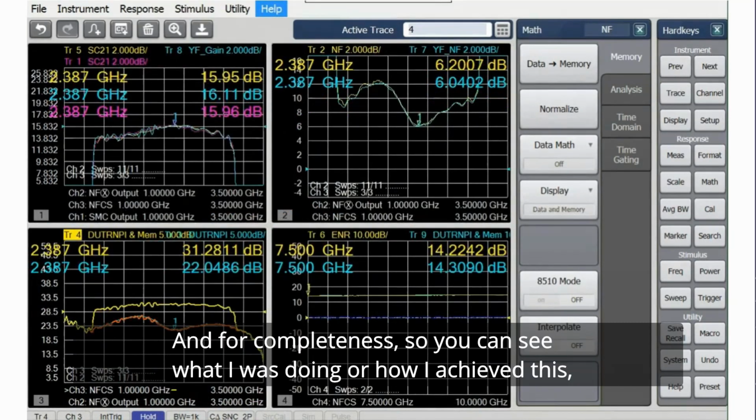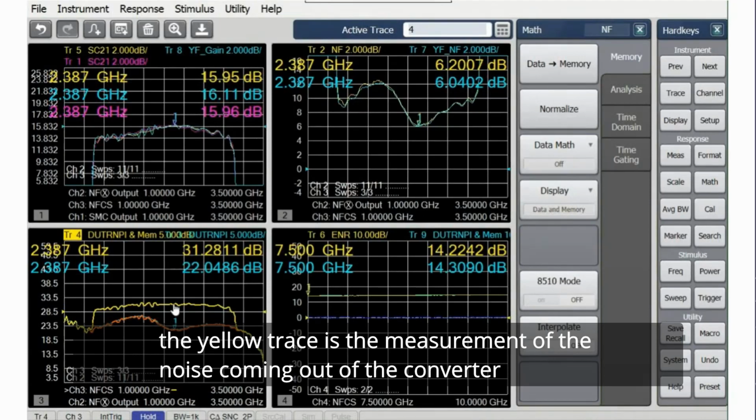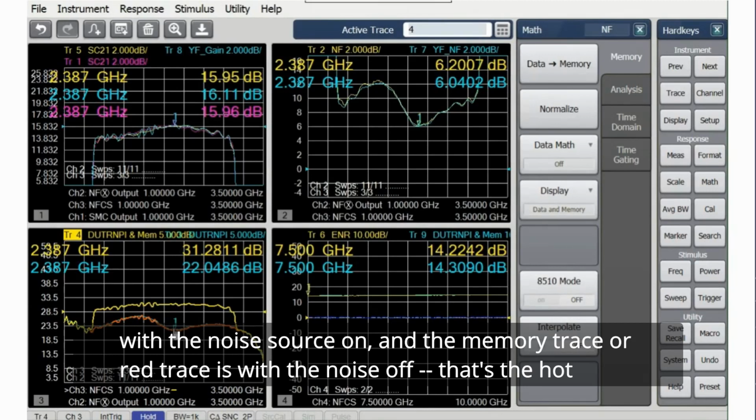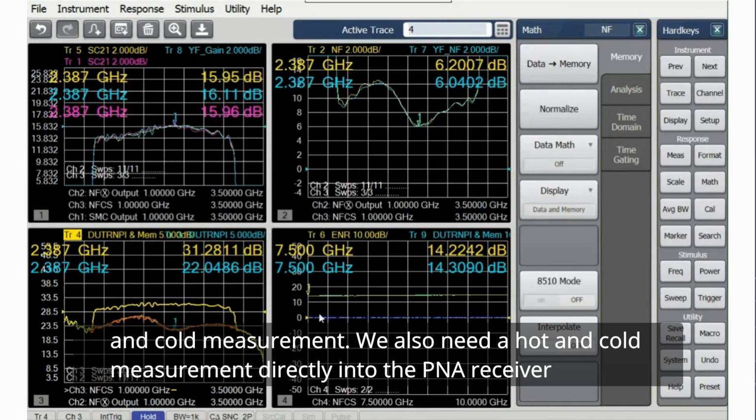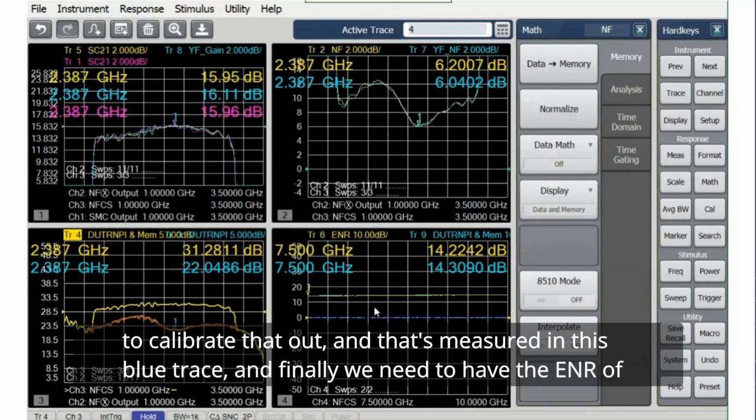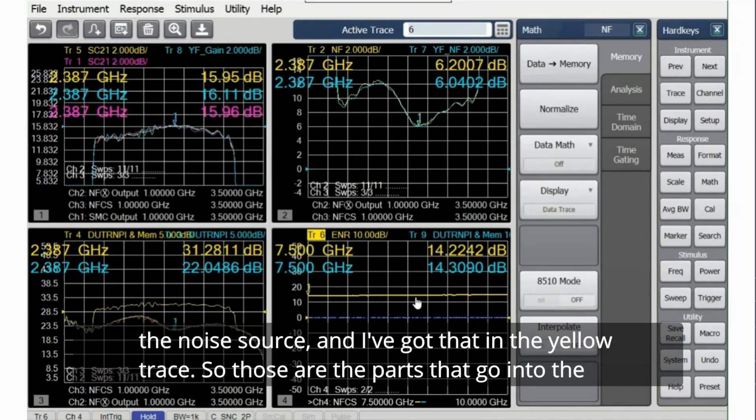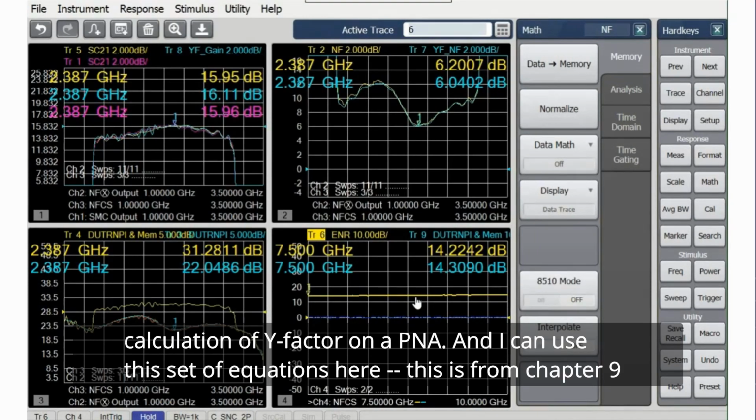And for completeness, so you can see how I achieved this, the yellow trace is the measurement with the noise coming out of the converter with the noise source on, and the memory trace, or red trace, is with the noise off. That's the hot and cold measurement. We also need a hot and cold measurement directly into the PNA receiver to calibrate that out, and that's measured in this blue trace. And finally, we need the ENR of the noise source, and I've got that in the yellow trace. So those are the parts that go into the calculation of Y factor on a PNA.